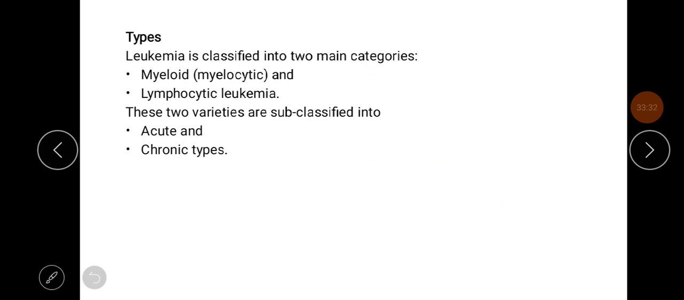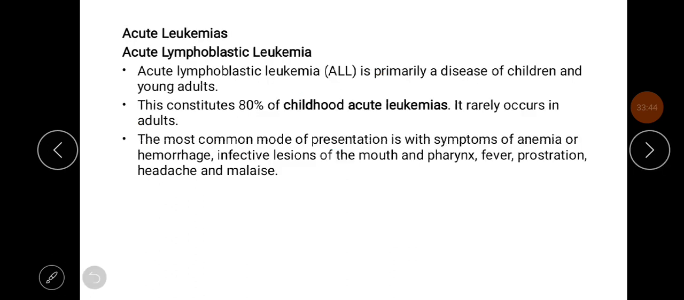Leukemias are classified into two main categories: myeloid leukemia and lymphocytic leukemia. These again can be of two varieties, acute or chronic. Acute lymphoblastic leukemia is primarily a disease of children and young adults. It constitutes around 80% of childhood acute leukemias and is rarely seen in adults.